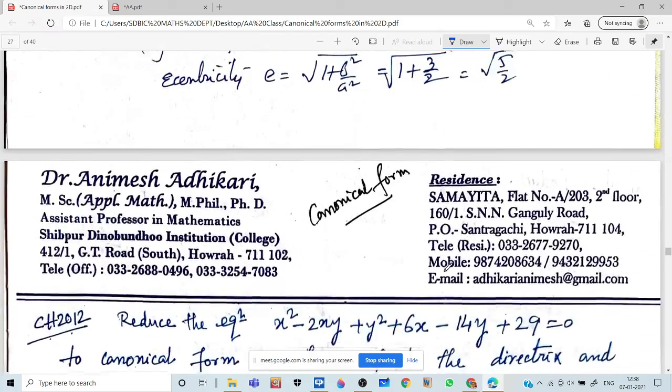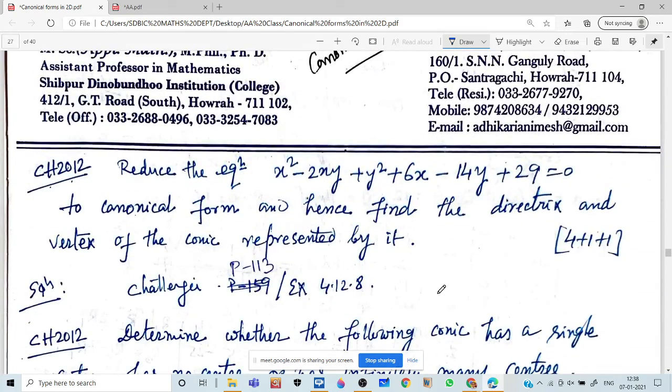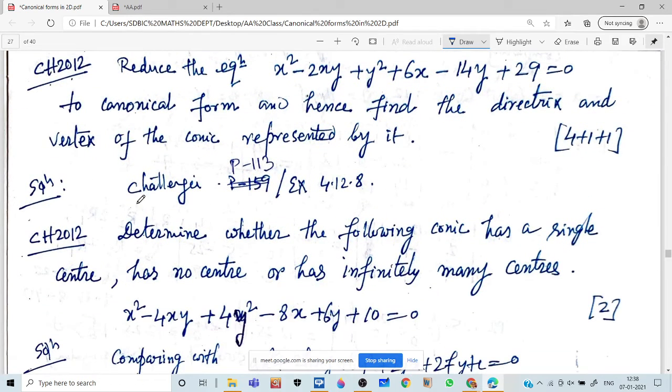Next problem, 2012. Reduce this equation to canonical form and hence find the directrix and the vertex of the conic represented by this. And this is the problem. Do this problem yourself. This is the homework.